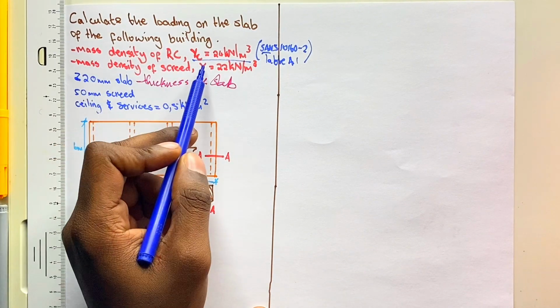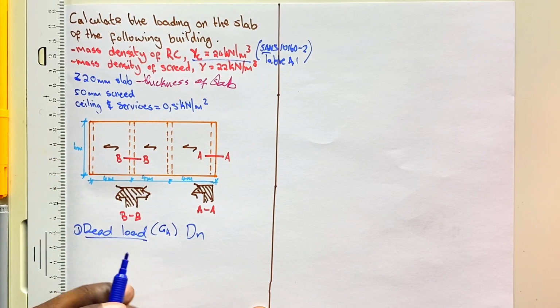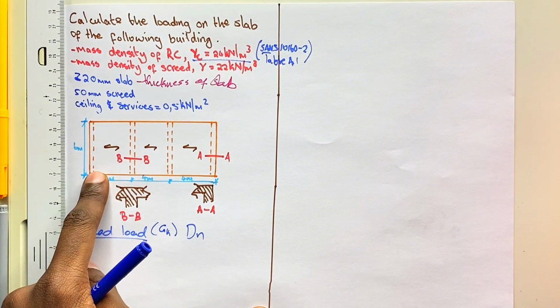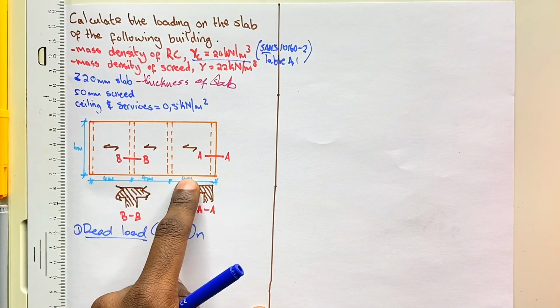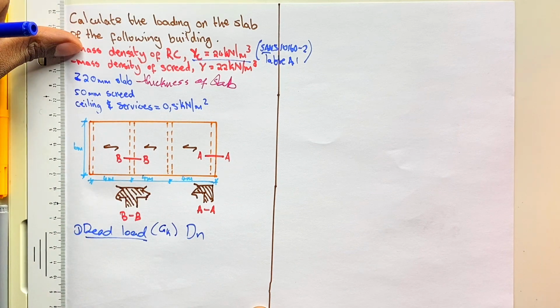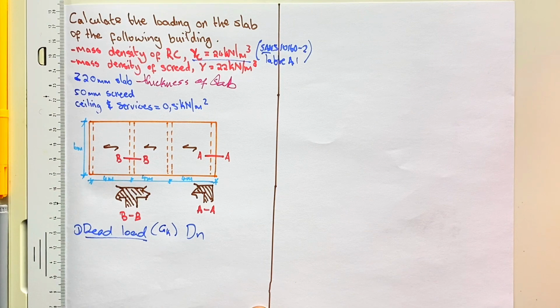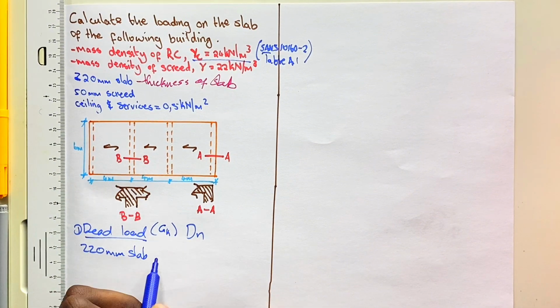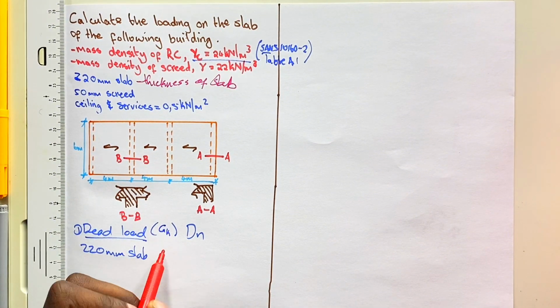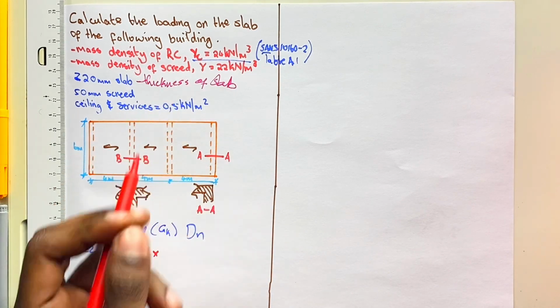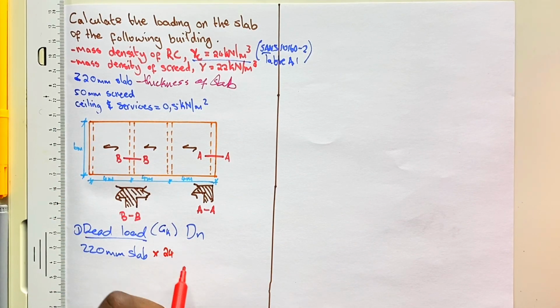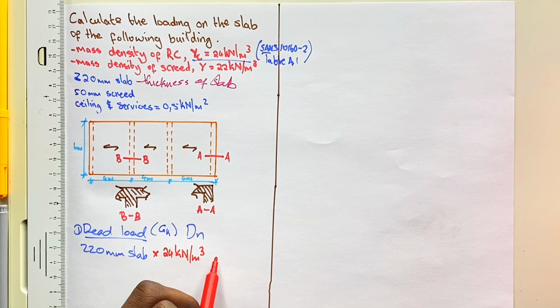First of all, we have the mass density. Remember, to find the dead load, you must consider the dimensions of the structure and the density of the structure. So the density is given, and we know the dimension of the structure because we know the thickness of the slab. So we will take the 220 millimeter slab and we will multiply it by the mass density of the reinforced concrete, which is equal to 24 kilonewtons per cubic meter.